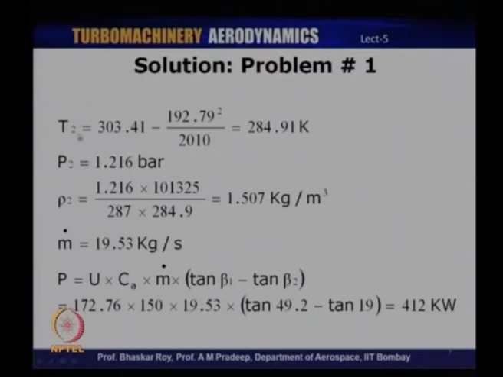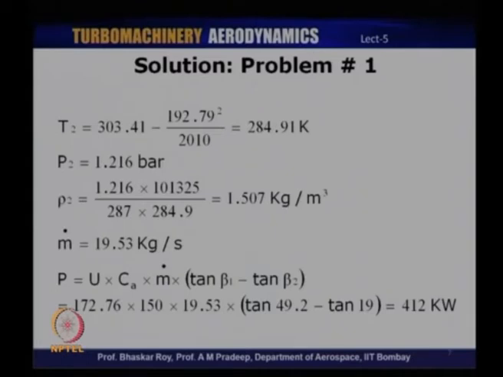Therefore, static temperature at the exit is T2, which is 303.41 minus 192.79 square divided by 2 into Cp, that is 1005, that is 2010. So, this is 284.91 Kelvin. P2 is the pressure ratio multiplied by the inlet pressure, we get 1.216 bar. Therefore, rho 2 is the pressure, which we have converted to Pascals, 1.216 into 101325, divided by R T, and R here is 287 into temperature 284.91. So, the density comes out to be 1.507 kilograms per meter cube.